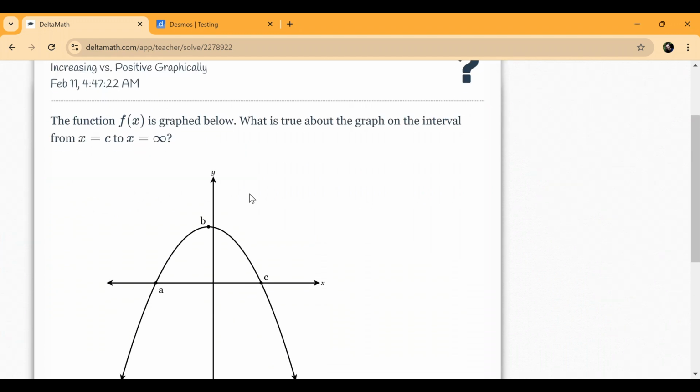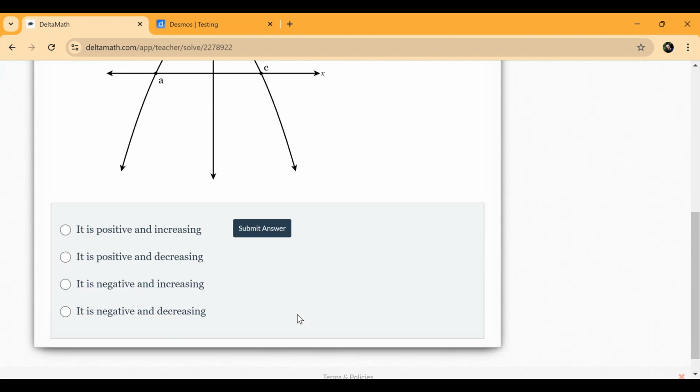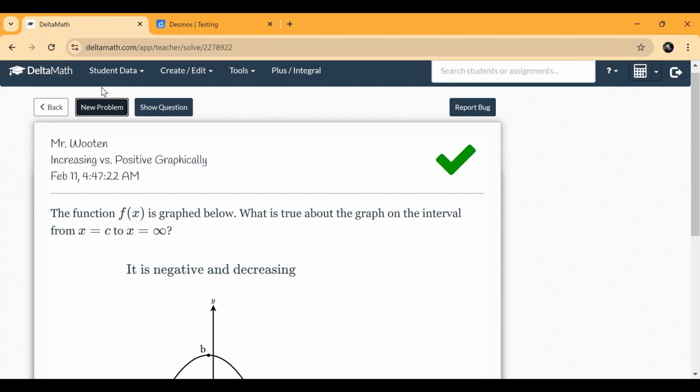What is true about this graph on the interval from C to infinity? And that's a positive infinity. So that means start at C and go to the right to positive infinity. What's happening over here? Well, I can tell that the graph is going to be negative because it's below the x-axis, but it's also going downwards, so that's decreasing. So we have a negative and decreasing section. I'm going to submit that. Let's do one more.